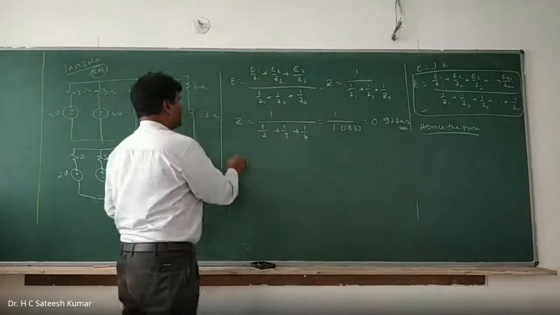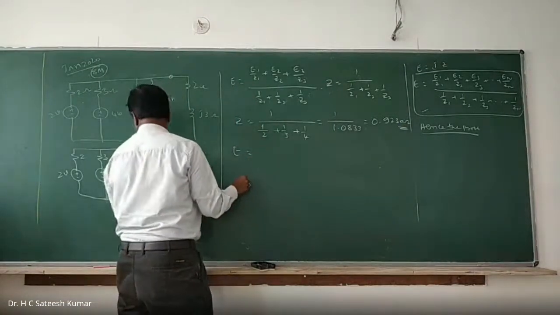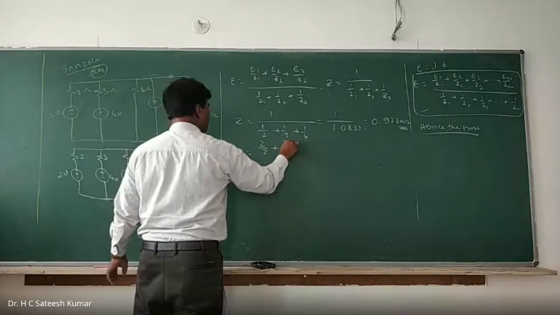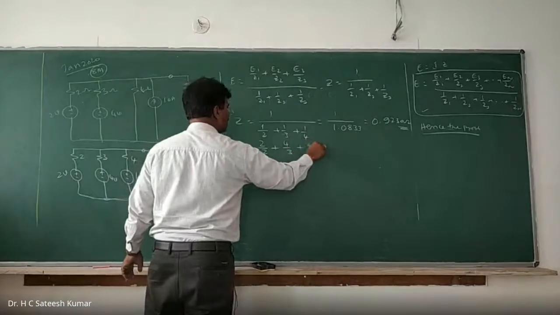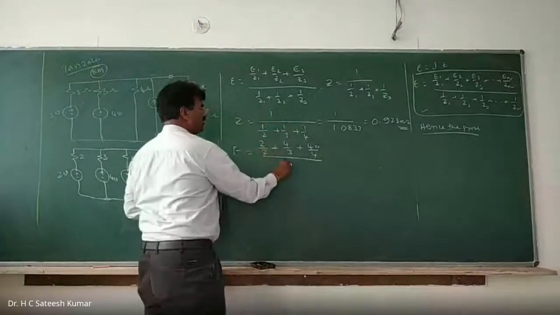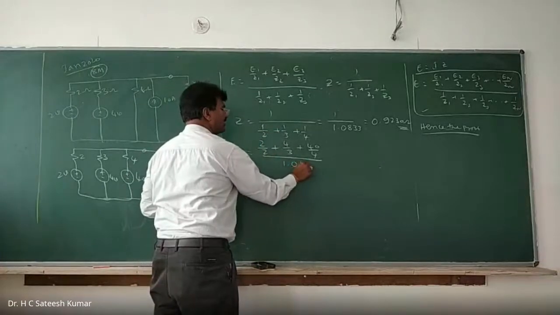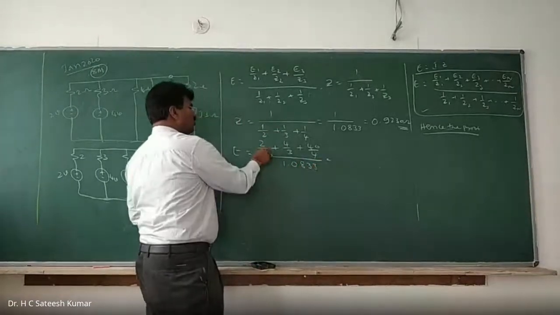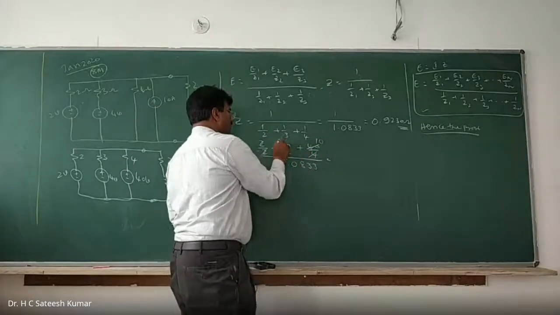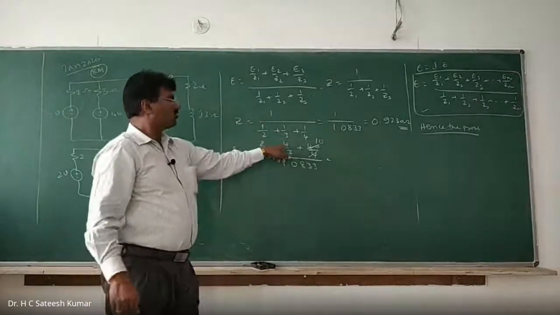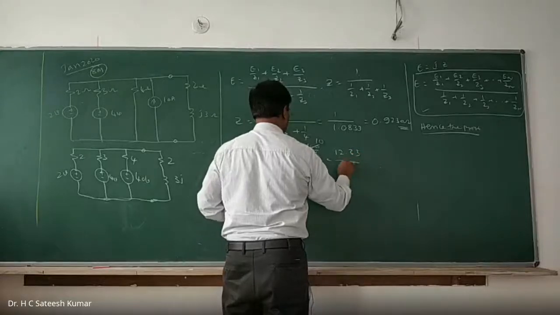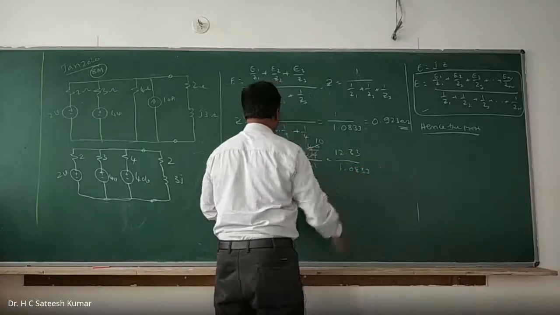Now you find out E. E is equal to 2 divided by 2 plus 4 divided by 3 plus 40 divided by 4, whole divided by 1 by Z1 plus 1 by Z2 plus 1 by Z3. We know the value, 1.0833. Directly we can do it. This is 1, this is 1.33, this is 10. 10 plus 1, 11, 12.33 you will get in the numerator.